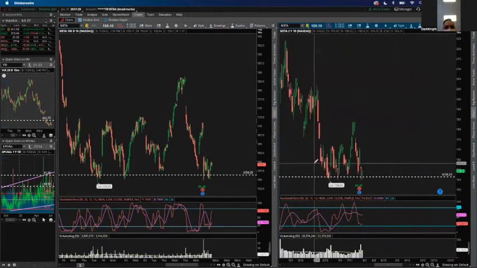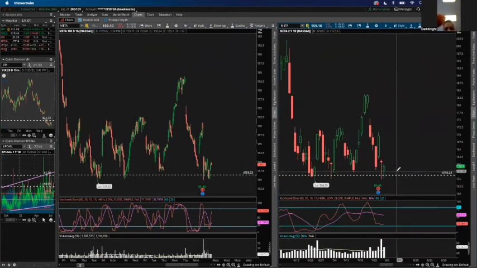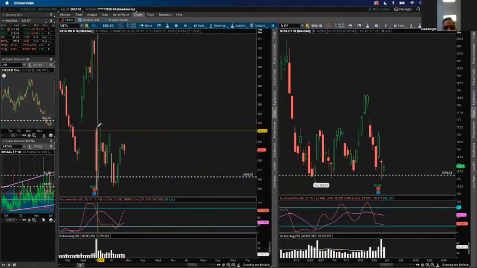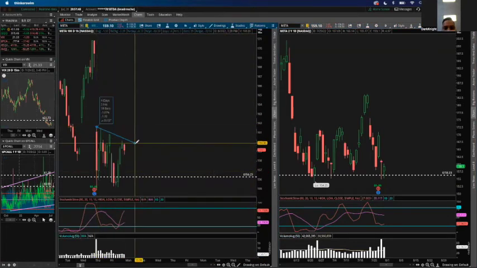Okay, so this is what I was looking at. Man. Okay, so we could have an entry here tomorrow. This is probably the best one I've seen so far. I really like this here. We still have a gap to fill, right? We're forming some sort of pattern here.